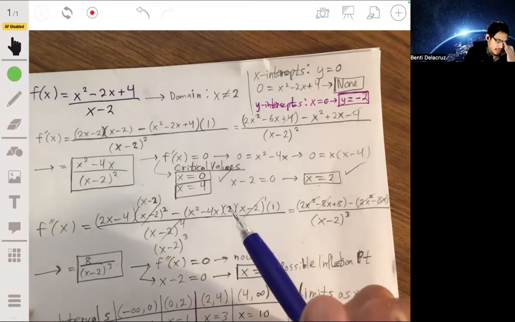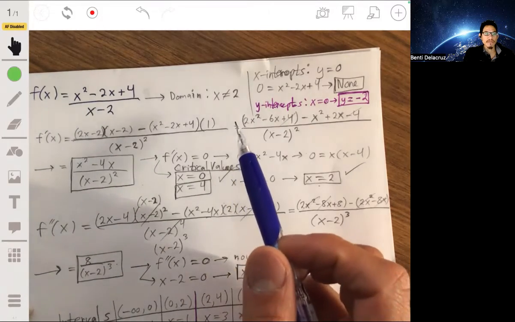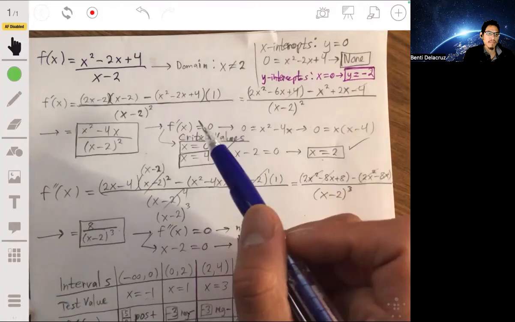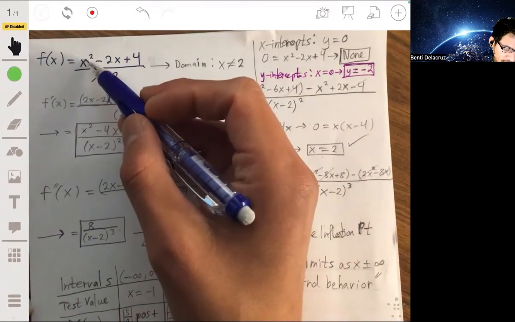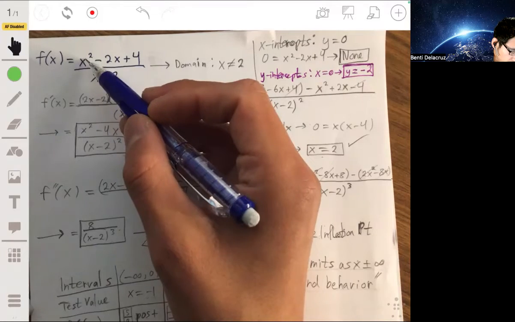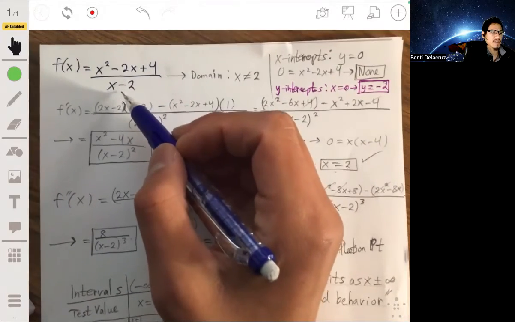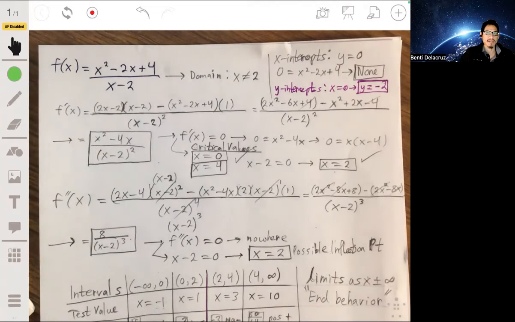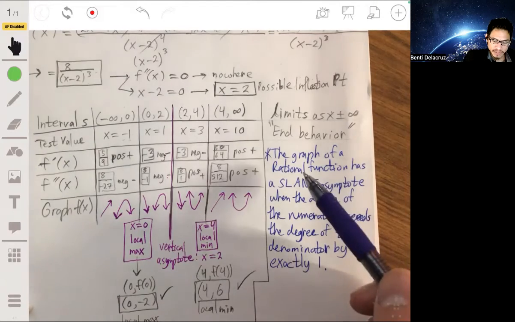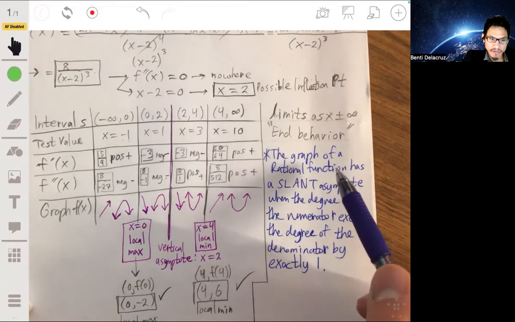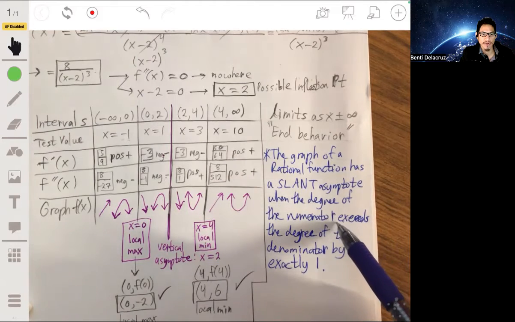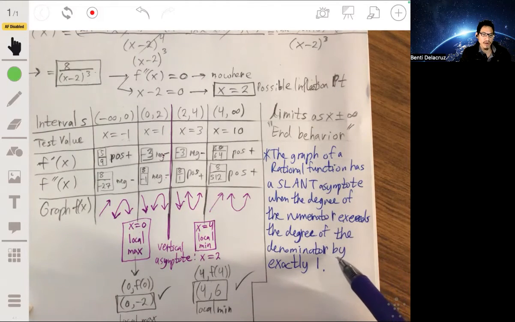So, sort of. There's one interesting rule you have to remember so that you don't mess these slant asymptotes up. When you have a rational function and the degree of the numerator exceeds the degree of the denominator by exactly 1, you're going to have a slant asymptote. Let me write that out. I wrote it out formally with a little star because it's a big deal. So again, the graph of a rational function has a slant asymptote when the degree of the numerator exceeds the degree of the denominator by exactly 1, of course, if there are no common factors.